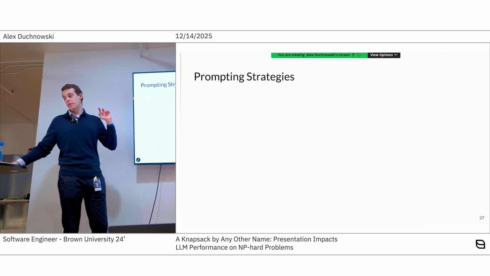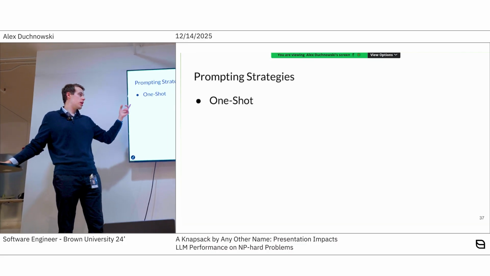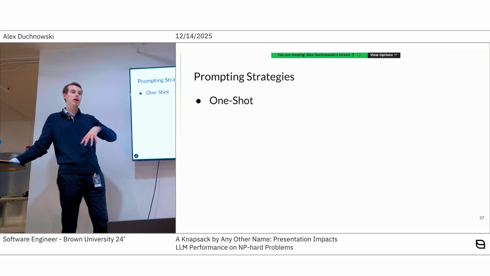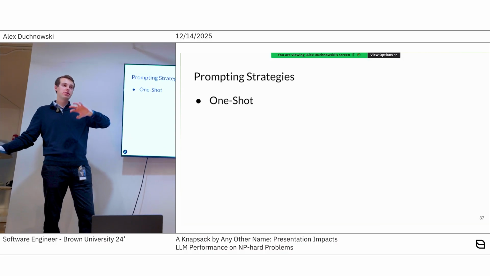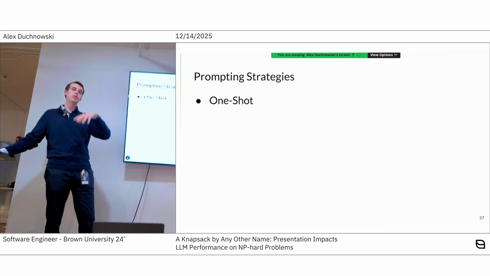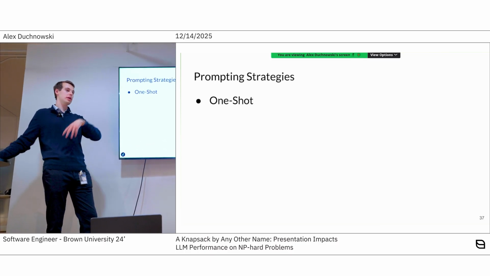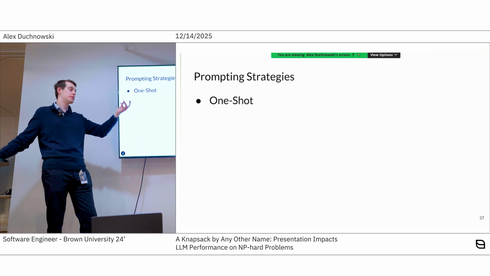With the models, we used a variety of different prompting strategies. We used one-shot, that's providing one example input and output of the exact same variant and template. So if we were talking about student groups, we would have given a student group example and a student group solution, and then given a new student group problem and asked it to solve it.